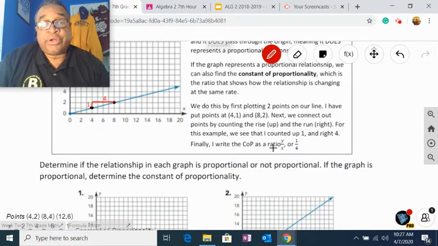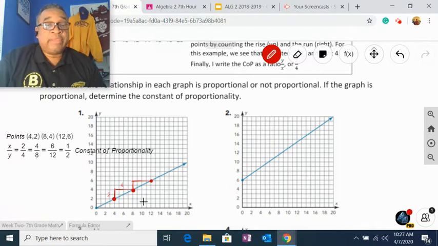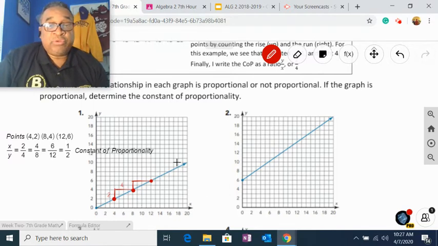And you can see here, like this one went up 1 and over 4, and that's why they had this slope or constant of proportionality as 1/4. I've got an example that I have started on here with the first one. This was the blue line they gave us, and then I put in the red here. So I went to the point (4, 2), and then I went to the point (8, 4), and then I went to the point (12, 6). And you can see it's going up 2 over 4, up 2 over 4.